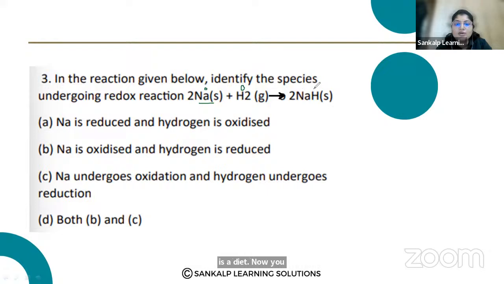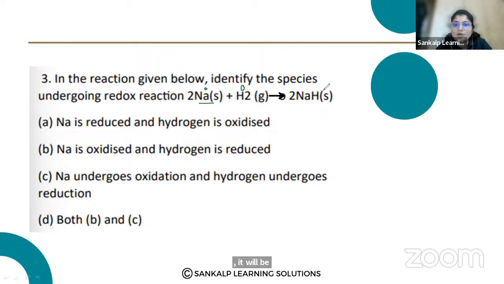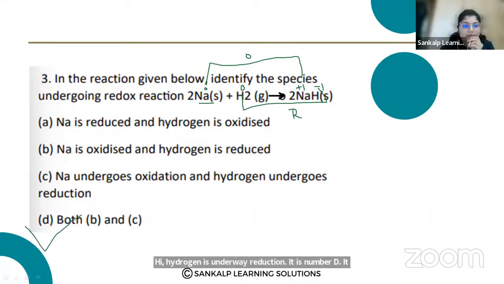Now in hydrides, hydrogen will be -1, and sodium will be +1. So what is happening? Sodium goes from 0 to +1, so it is oxidized, and hydrogen is undergoing reduction. It is option D, both B and C.